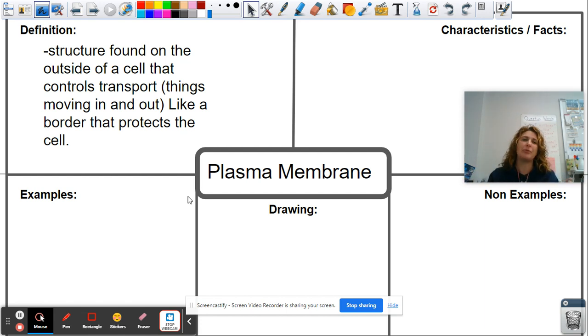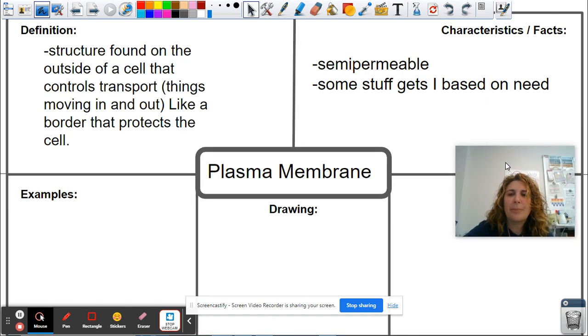So when we looked at those examples in the Nearpod, it's like the fence, right? So it keeps the dog in, it keeps people that don't live there out, but people can move in and out through the cell membrane.